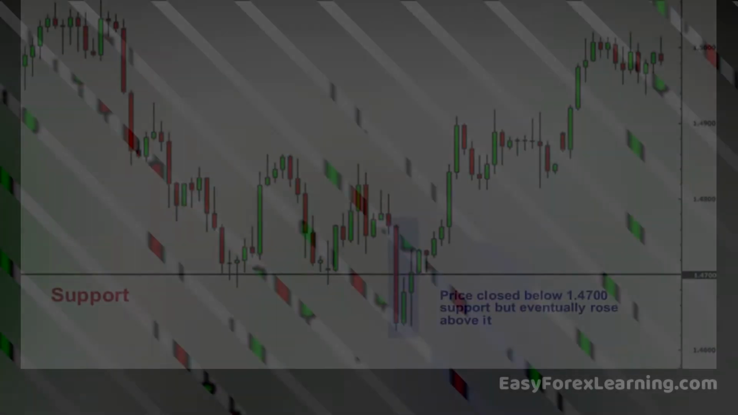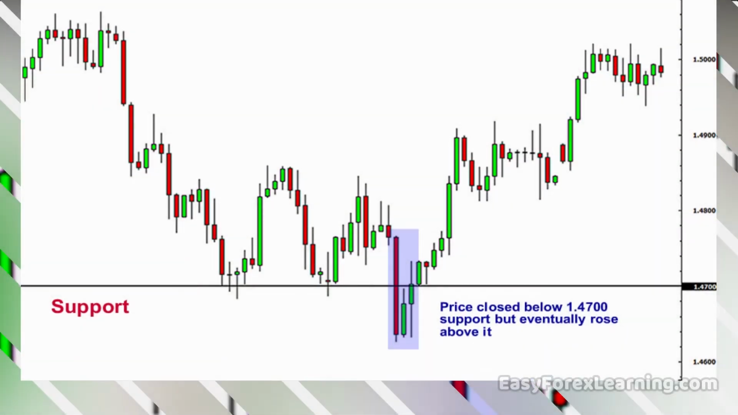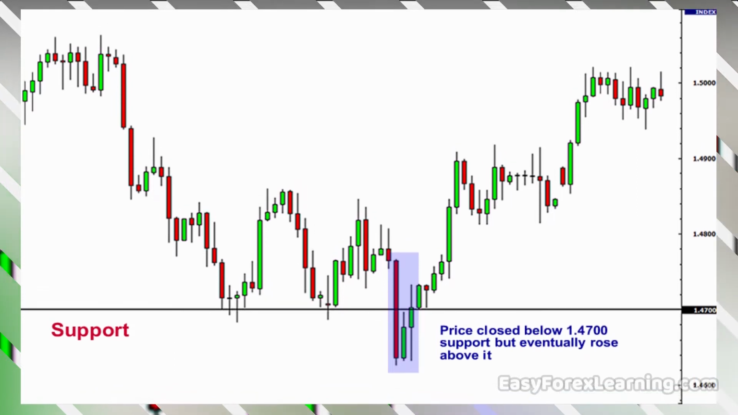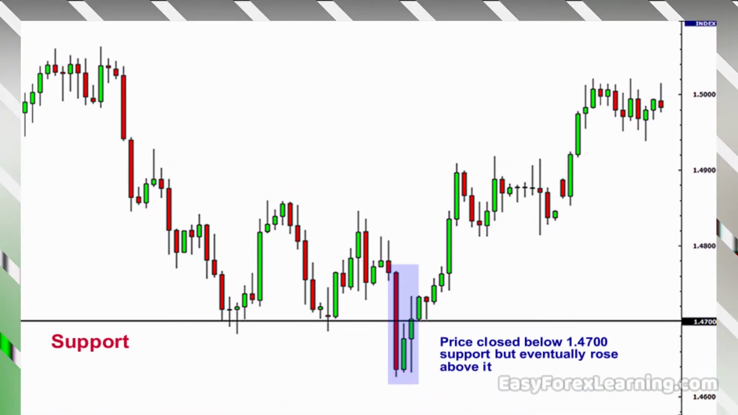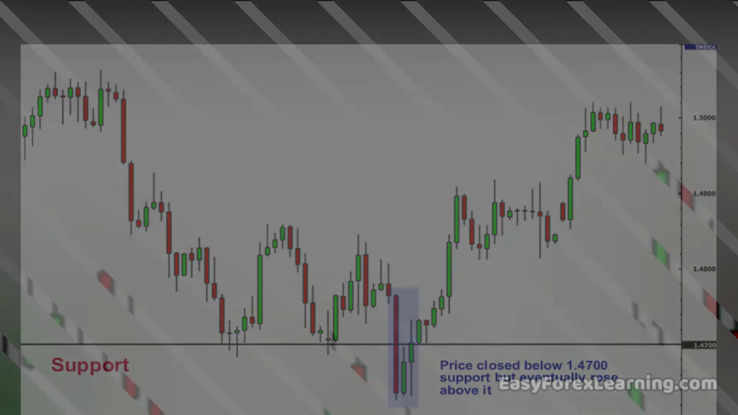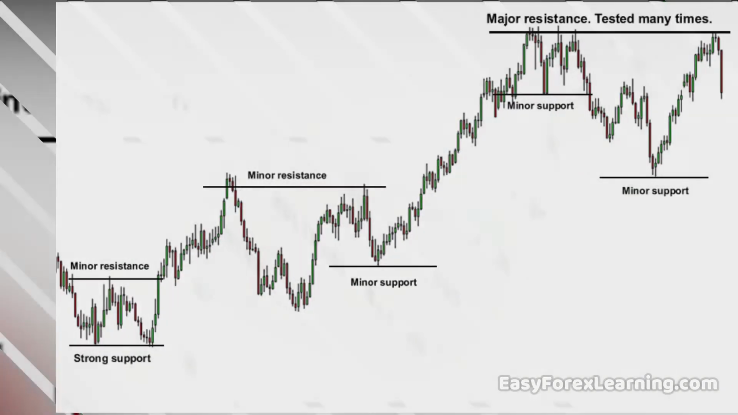What is support and resistance? Support and resistance is one of the most widely used concepts in trading. Strangely enough, everyone seems to have their own idea of how you should measure support and resistance. Look at the diagram above.